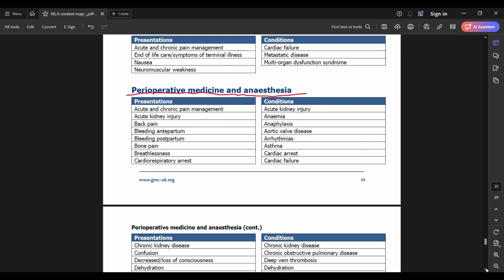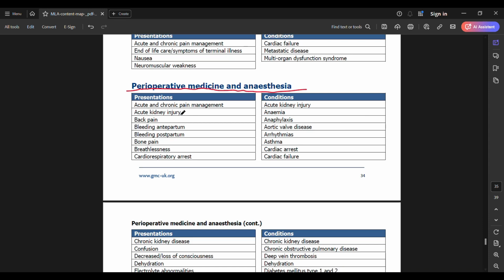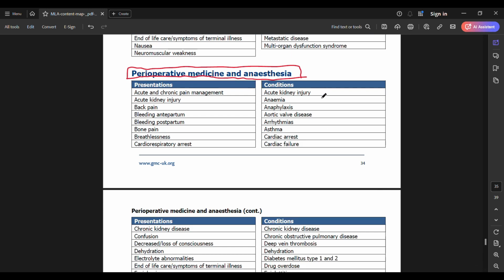Now, a lot of these conditions you would have seen in other topics, but in particular, these conditions will be in the context of perioperative medicine and anesthesia, okay? So acute kidney injury, right? This may be because the patient has had a ton of blood loss, or the patient has hypoperfusion in case of surgery, right? And you should know the investigation interpretation in these cases. So RFTs, you should know how to read them and how to figure out the patient has acute kidney injury.